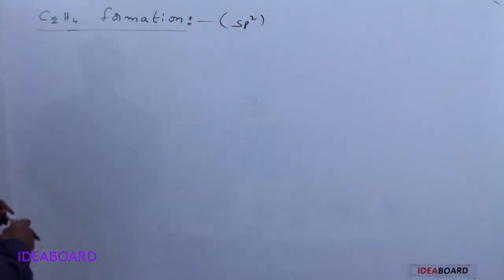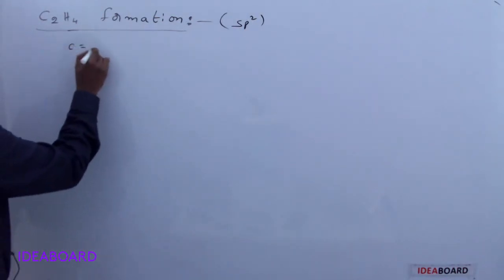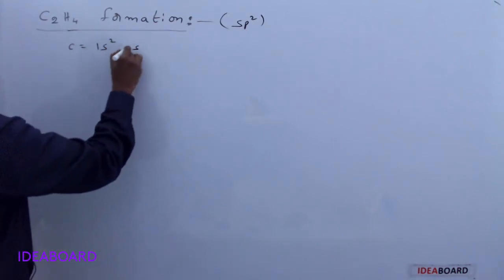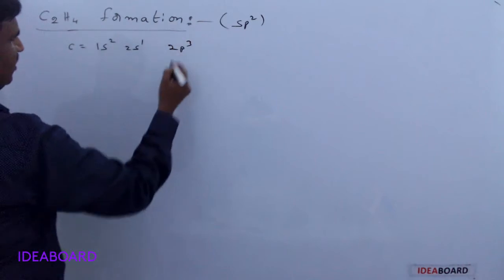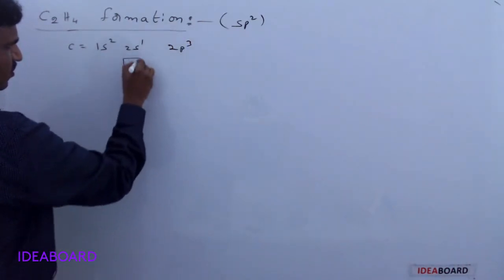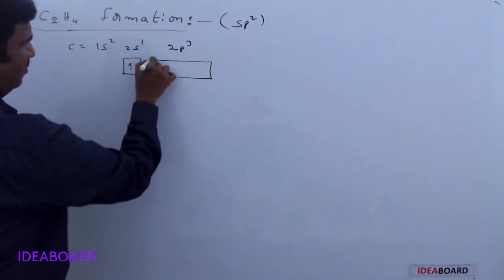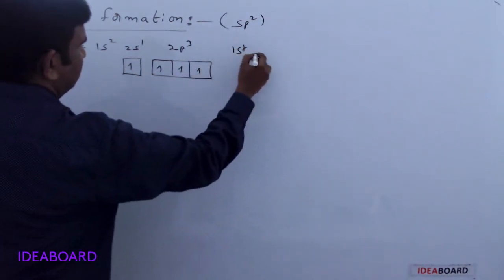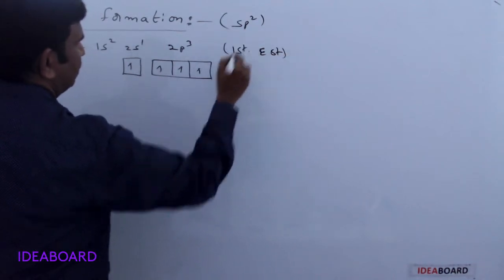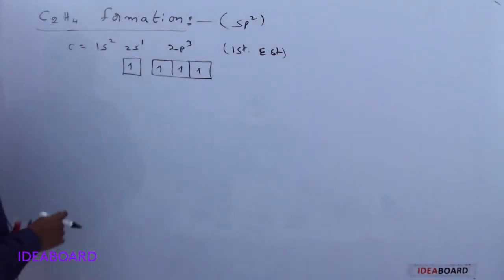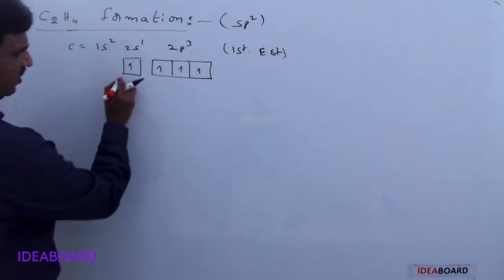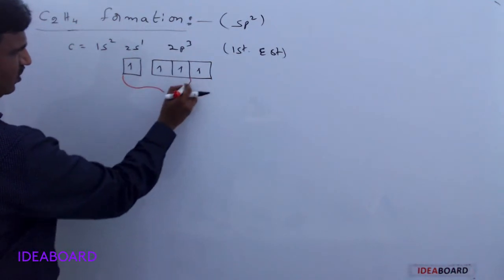The next one is C2H4 formation. Here in the C2H4 molecule formation, the carbon is sp2 hybridized. How it is sp2 we will see later. The configuration is 1s2, 2s1 and 2p3, which means it is in the first excited state. In the first excited state, this type of configuration is observed, and it undergoes sp2 hybridization only. Please remember carefully, these are sp2 only.